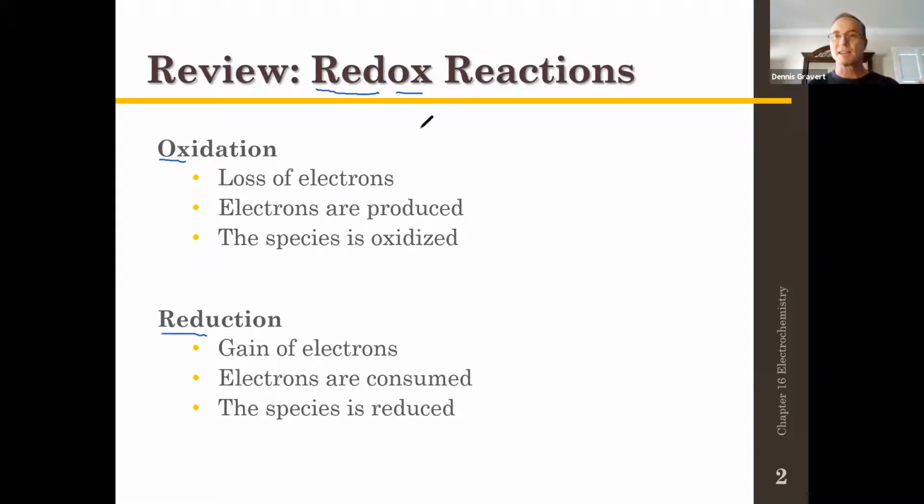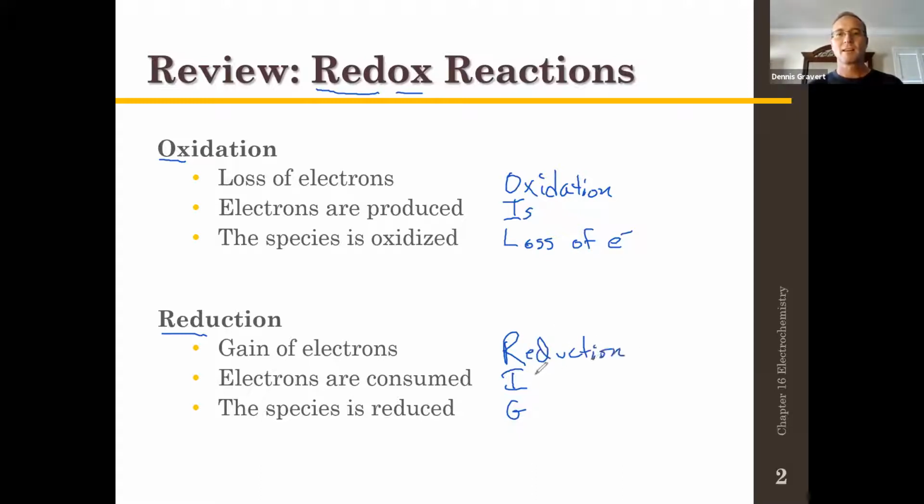Okay, what's oxidation? Well, remember the little memory aid, the mnemonic OIL RIG? That's a great way to remember what oxidation and reduction are. Oxidation is loss of electrons. Reduction is gain of electrons. And when one molecule loses an electron, the other molecule gains the electrons, and you can say that electrons are transferred.